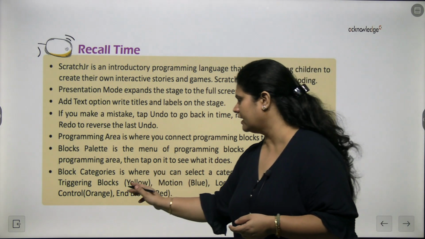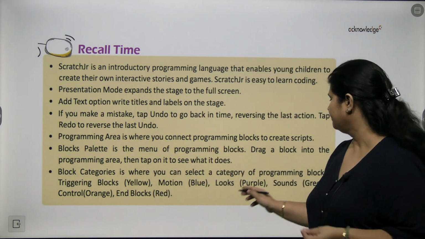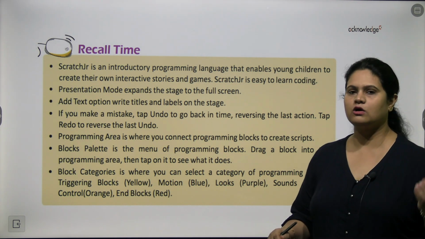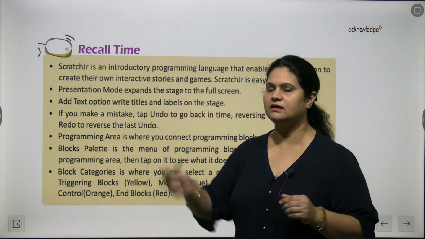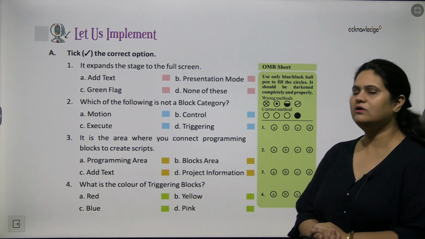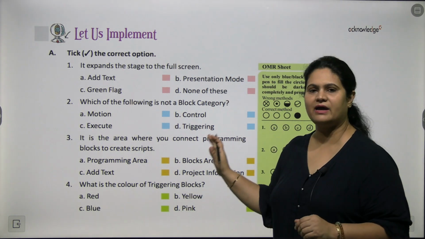Firstly, we have triggering blocks, yellow in color, motion blocks, blue, looks, purple, sound, green, control blocks of orange color, and end blocks in red color. Clear, children? Okay. Now, let us implement. Right? So first, take the correct option.